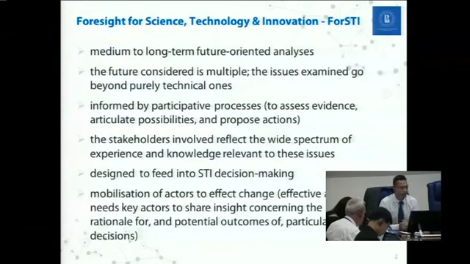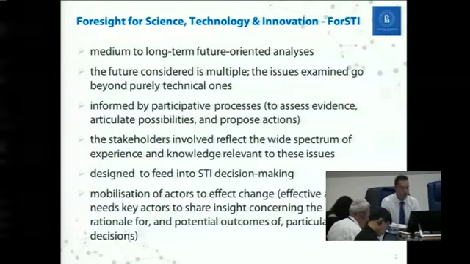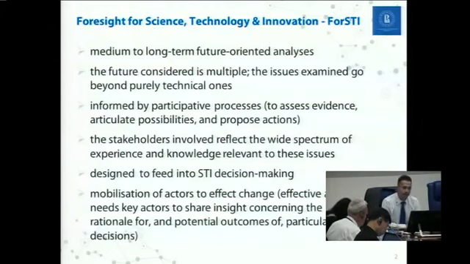It is mainly informed by a participative process, and this participative process helps to assess evidence, articulate some future possibilities, and propose some actions. There are a number of stakeholders engaged in the process, because stakeholder engagement is an essential part of the foresight process. It's not an isolated activity, it is an interactive activity where we bring together all different parties with a wide spectrum of experience and knowledge, as well as authority to do things, to implement things, and to start some actions.